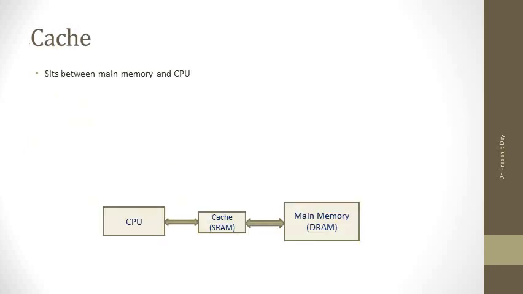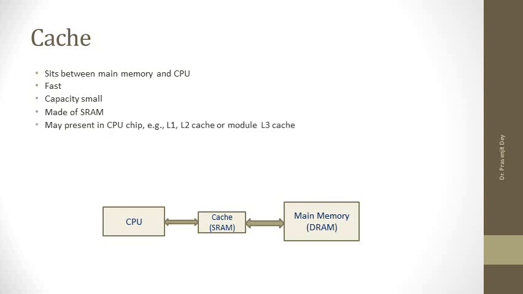Now, what is cache memory? As you can see in this picture, it sits between CPU and main memory, and it is a fast memory with smaller size. Why smaller size? Because cache memory is much costlier than main memory. That is why with the same amount of price, you can accommodate only a small amount of cache memory. And it is made of SRAM.